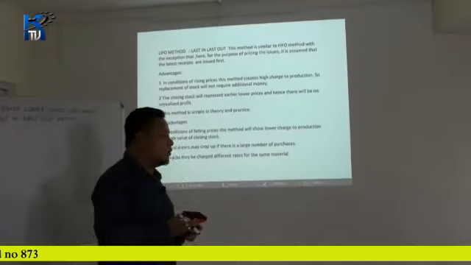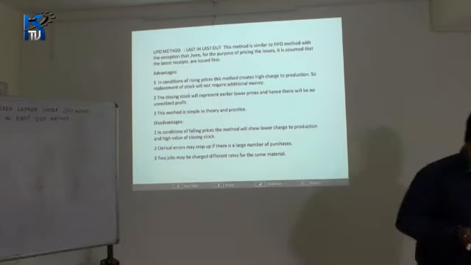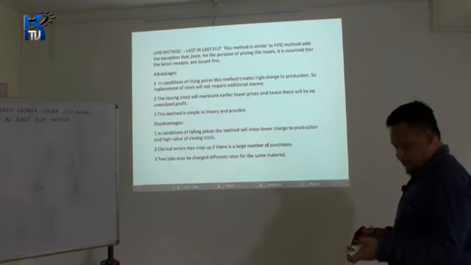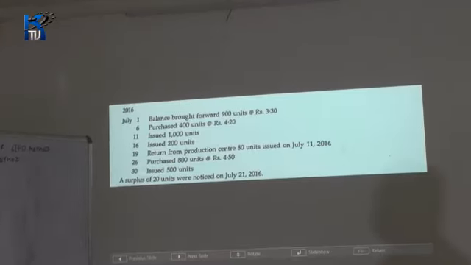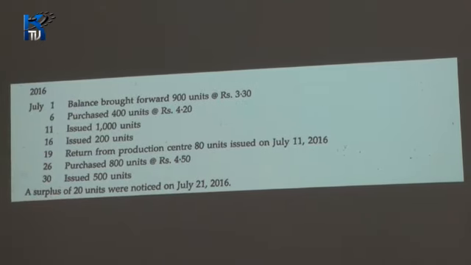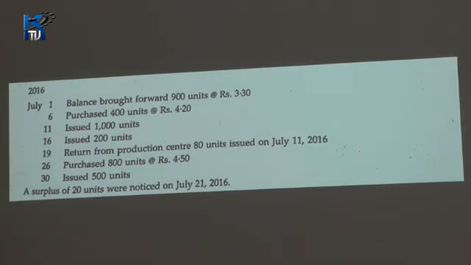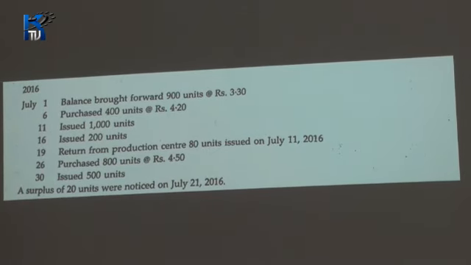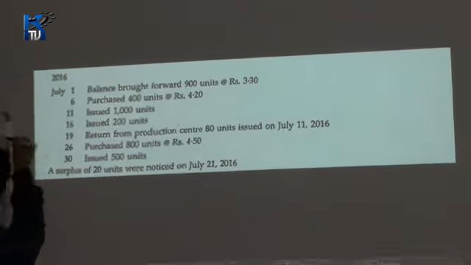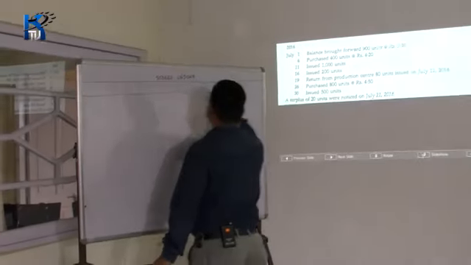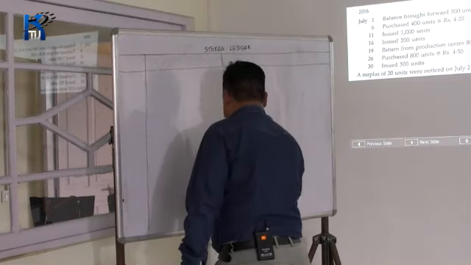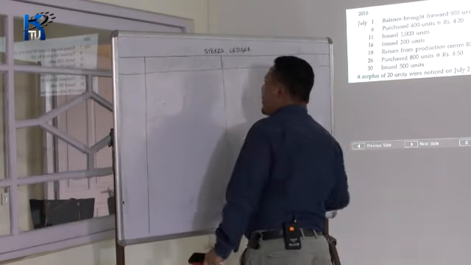So we will continue with the stores ledger. We will solve a problem using LIFO method. The question is on the screen. We will try to solve this under LIFO method. The pro forma is the same as the FIFO method. We will use the same pro forma: date, receipts, issues and balance.